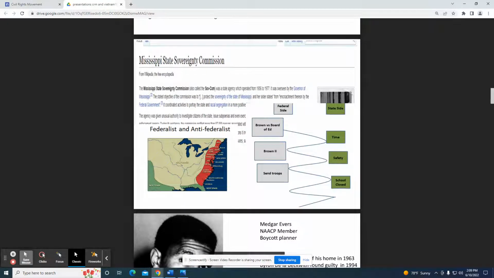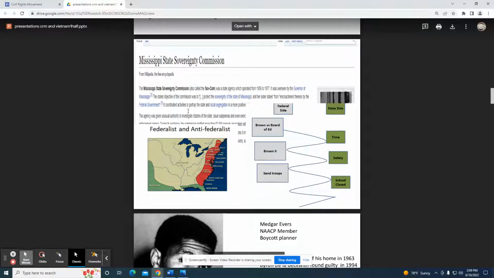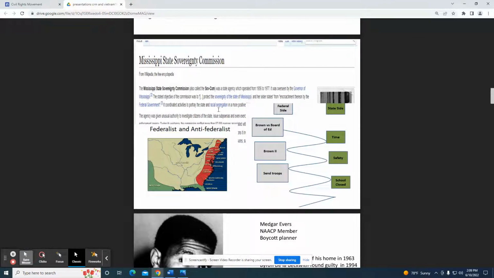Mississippi State Sovereignty Commission is another good example of the federal and state governments. And in this particular case, this commission, and I just did a quick search here, Wikipedia search. You could just do a quick Google search to get the specifics on this. You're going to have to add some of the details if you're actually doing this presentation.